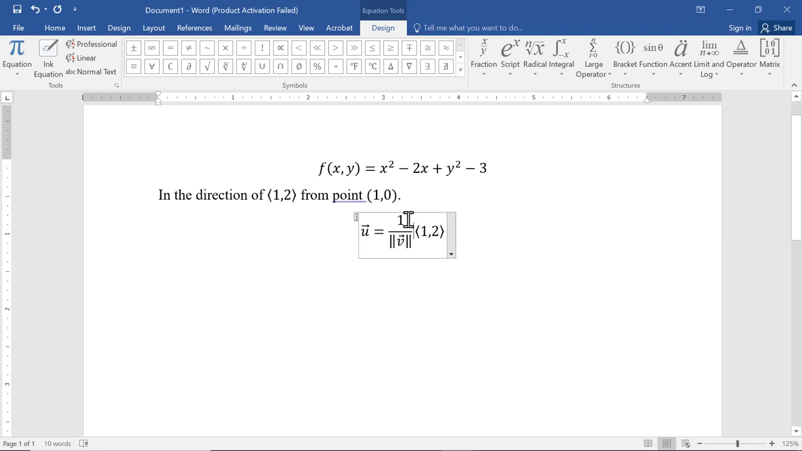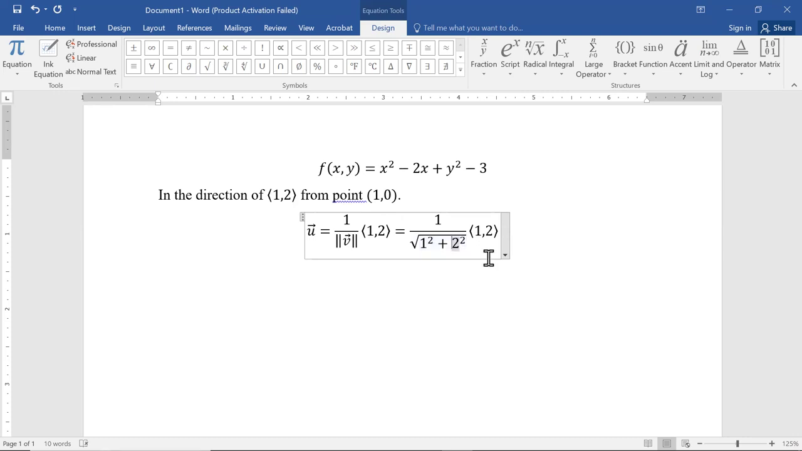So 1 over the magnitude of that vector times the vector itself gives me a unit vector in that same direction. Now, the magnitude of this is the square root of 1 squared plus 2 squared. That's the x component squared plus the y component squared. So that's 1 over the square root of 5 times 1, 2. So that's going to be my unit vector. I'm just going to write it this way.